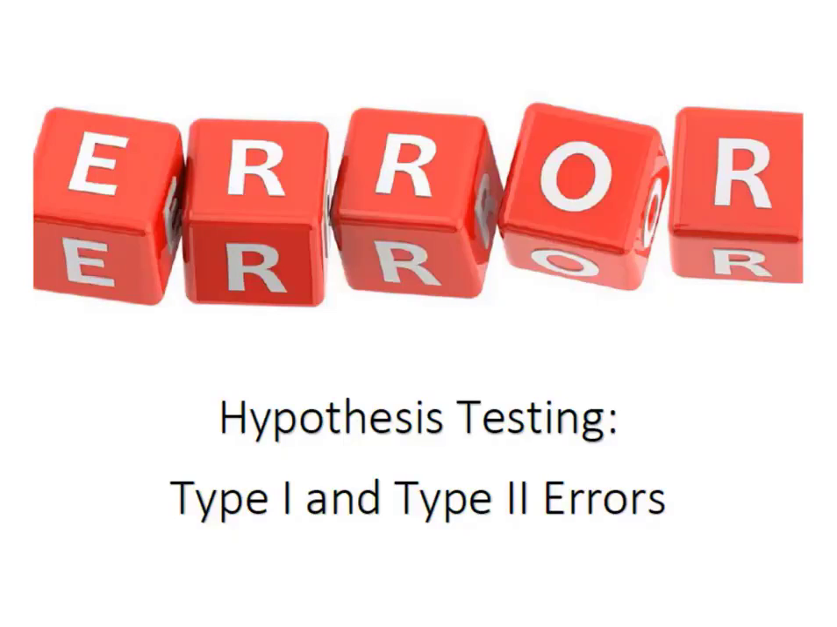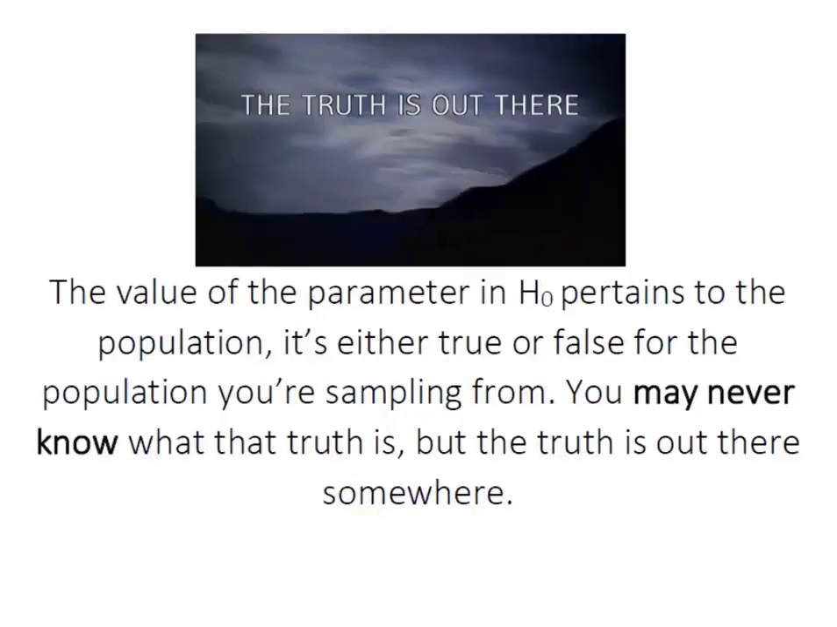Hey everybody, it's Professor Williams, and we're going to talk about type 1 and type 2 errors this morning. The value of the parameter contained in H0, our null hypothesis, pertains to the population, and it's either true or false for the population that you're sampling from. So this idea of knowing whether it's really true or really false, you may never know what that truth is. But like the X-Files, the truth is out there somewhere.